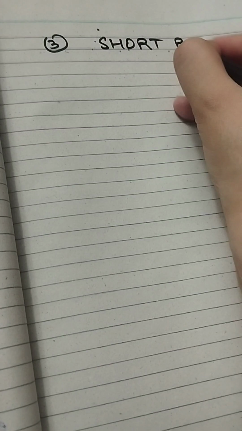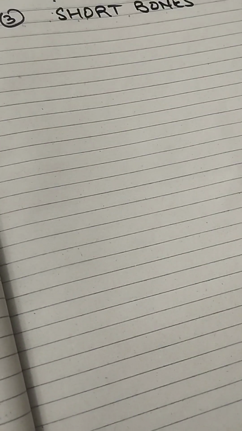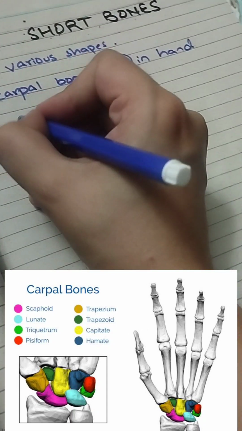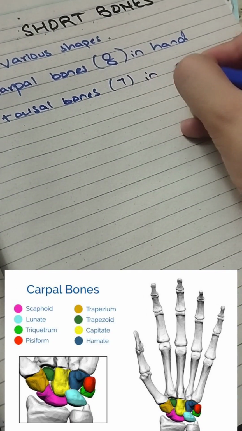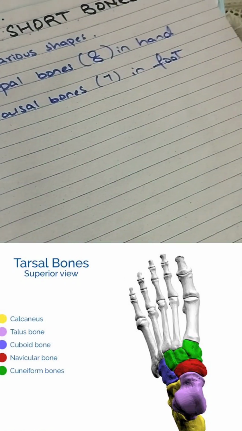The third category of bones is called short bones, right? So it's very easy to remember how to classify them according to size and shape. We have the long bones, the long short bones, and the short bones so far. The short bones are those that are typically much smaller in size, and they have various shapes. A typical example of them are the carpal bones, which are 8 in each hand, or the tarsal bones, which are 7 in each foot and form the ankle joint. These are the typical examples of short bones.